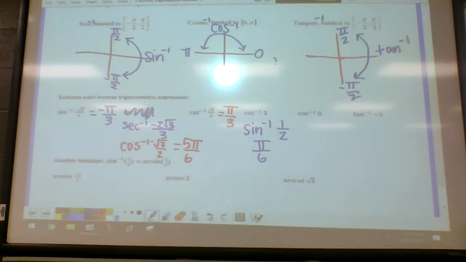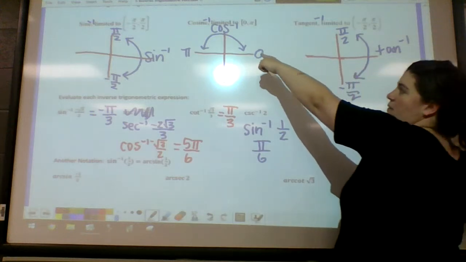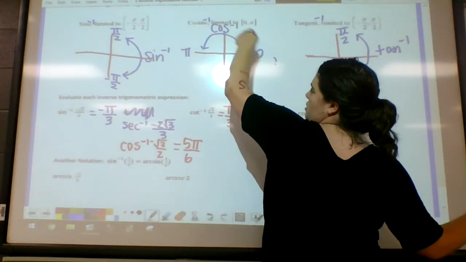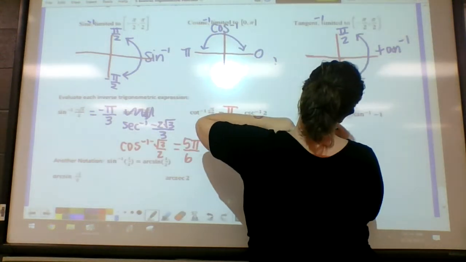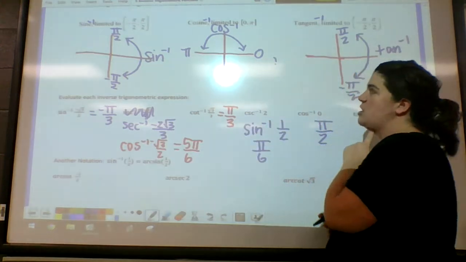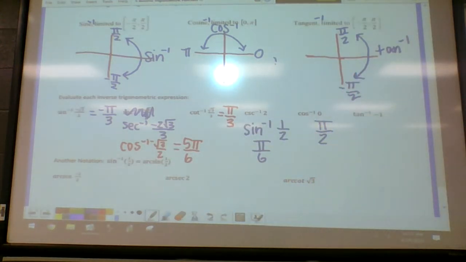All right, cosine inverse of 0. So where is the cosine equal to 0 at? At pi over 2. And is that okay on cosine inverse that we say pi over 2? For cosine inverse, yeah, pi over 2 is right here, so it's between 0 and pi. So you can say pi over 2 is where that happens at.